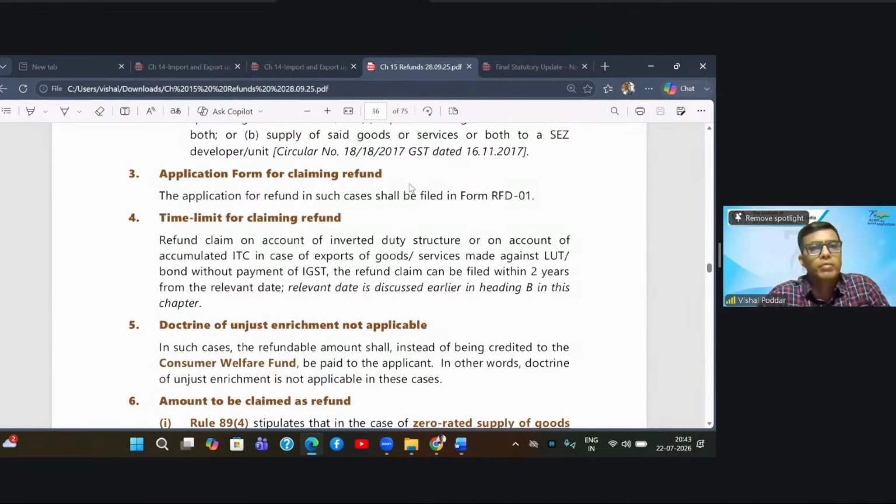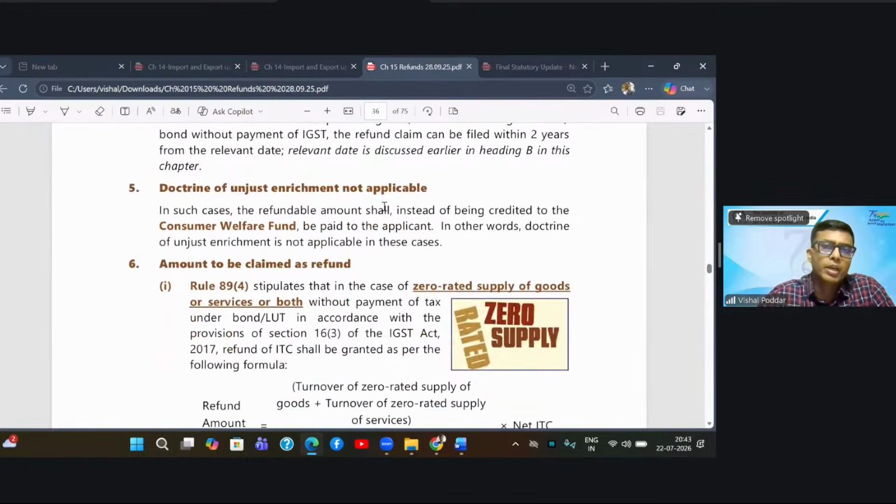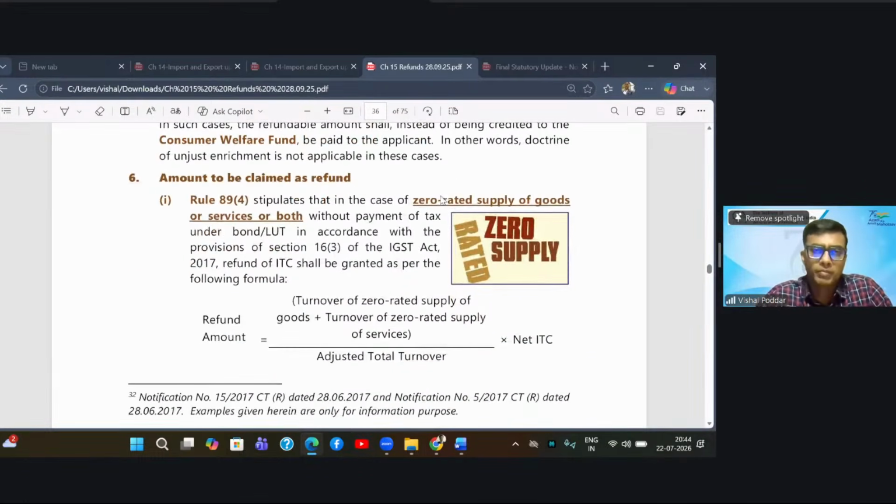Again here, for this refund, you have to make an application in RFD 01. Same, the time limit is 2 years from the relevant date. Again, you have to check the doctrine of unjust enrichment. Now, importantly, since you are claiming refund of your inward supplies, of your ITC which is accumulated, this doctrine will automatically fail because the inward side tax you only have paid. So you are very much entitled to take the refund.